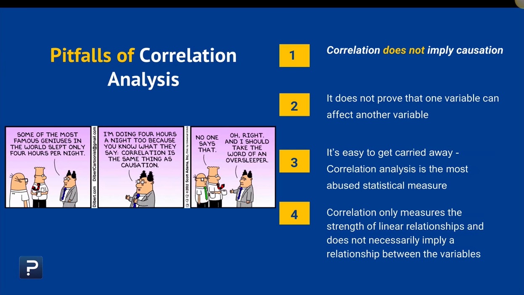Is that we can take it all the way and make it seem that this is the cause, but really it's not. So when you look at the why, correlation analysis does allow you to ask more questions and get down to the root and get very close to causation, but it does not give you causation. And the last thing in terms of pitfalls of correlation analysis is, correlation only measures the strength of linear relationships, and it does not necessarily imply a relationship between the variables.